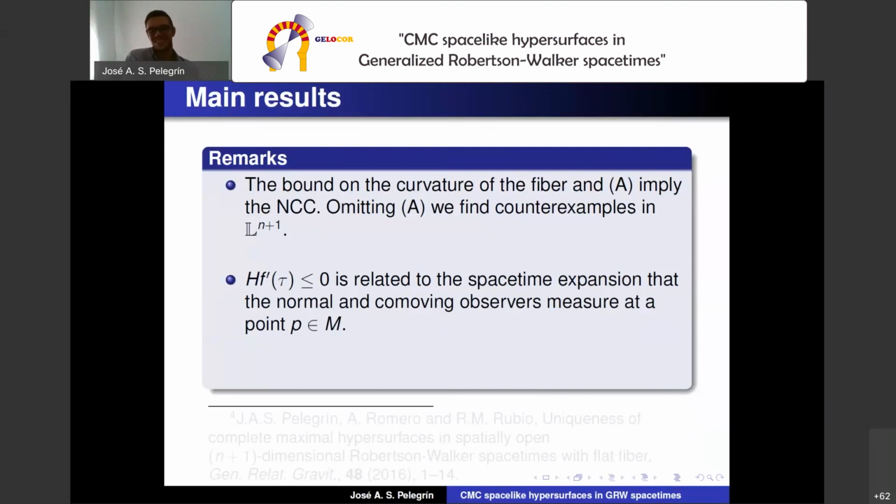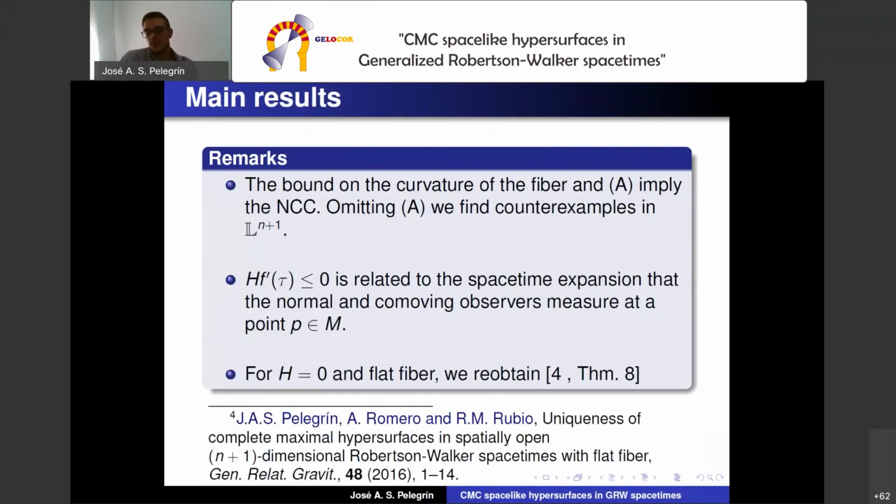Okay, perfect. So yeah, this assumption can be seen as a way of saying that, if at the points of our CMC space-like hypersurface the comoving observers measure that the universe is non-contracting, and the normal observers measure that the universe is non-expanding, or vice versa, then the spatial universe is static. I mean, that we are on a totally geodesic space-like slice. And this result, particularized for the maximal case and flat fiber, can be seen as reobtaining a previous theorem I obtained with Romero and Rubio.